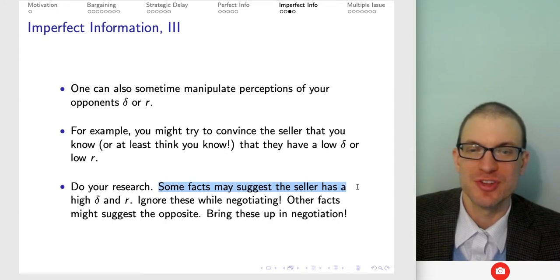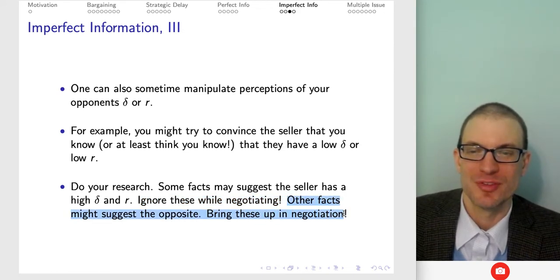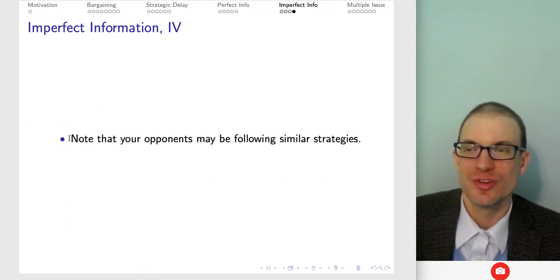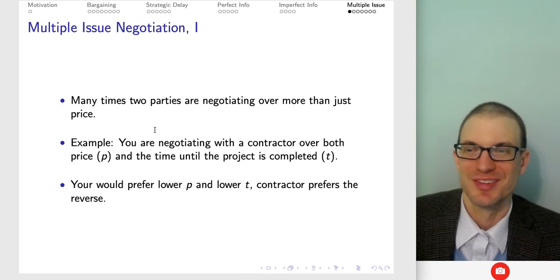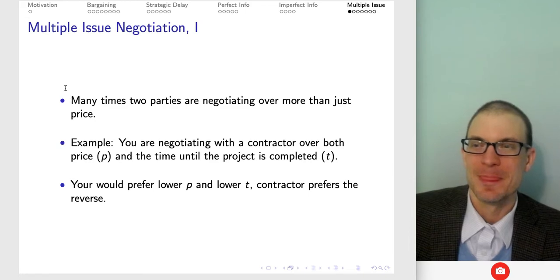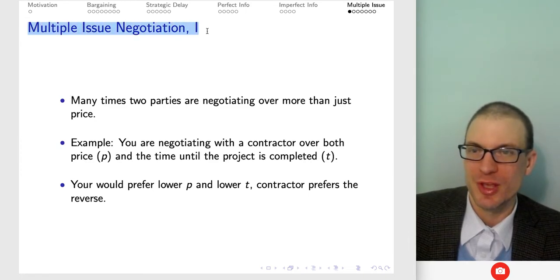Some facts might suggest the seller has a high patience and a high reservation price. Ignore those while negotiating. Other facts might suggest the opposite, and bring those up during negotiation. Notice, though, of course, in any strategic situation, you as well as your opponents might be following the same advice, following the same strategy. So suppose you have multiple issues you're negotiating on.